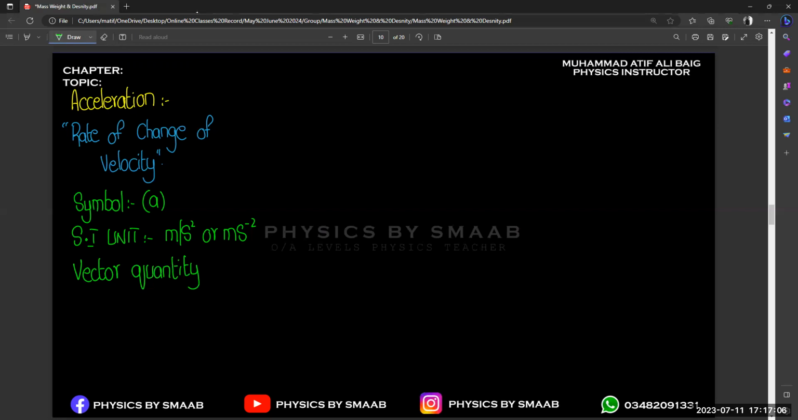And the formula will be like a is equal to v over t, or (v minus u) over t. Yes, a very simple concept. This is the formula for acceleration.